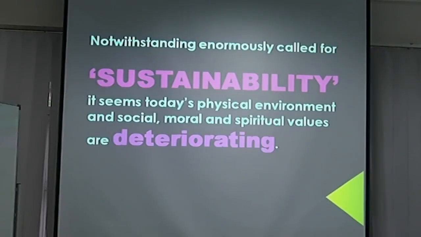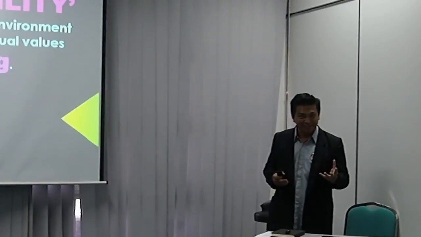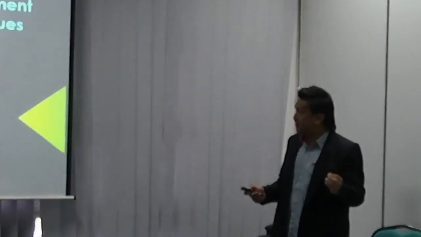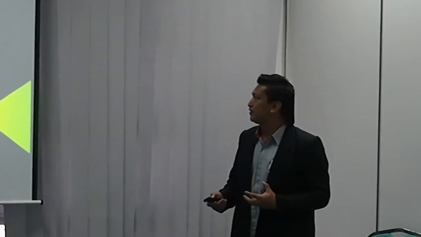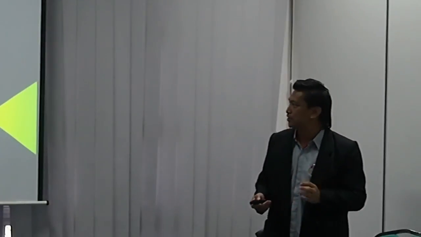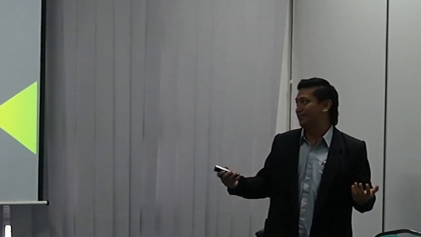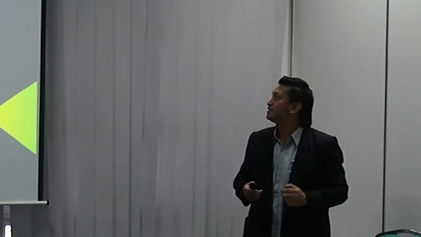Society has mostly called for sustainability. I believe this word is very famous to all of you. Now we call it green city, green before going to sustainable. Today's physical environment, with its social, moral, and spiritual values, is deteriorating. It's not only physical, but it affects the social, moral, and spiritual. When we can't achieve sustainability, it affects not only our environment but also animals, flora, fauna, and our community. That is the very bad effect when we neglect our environments.